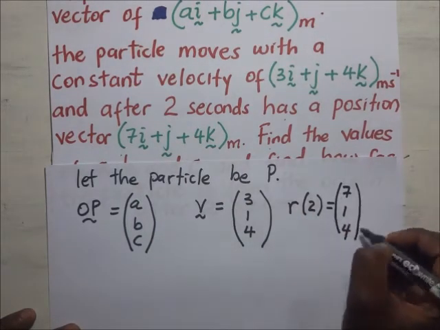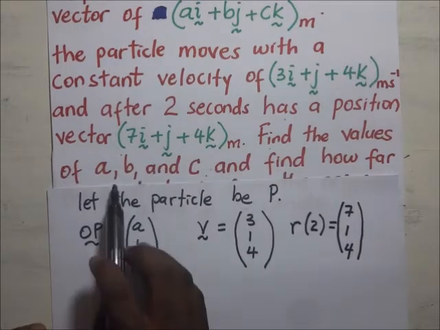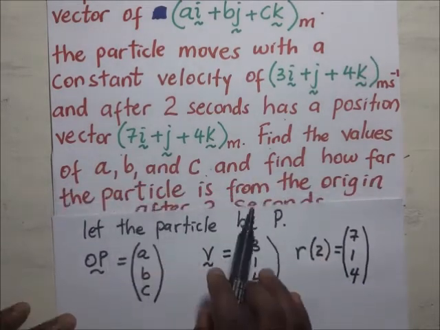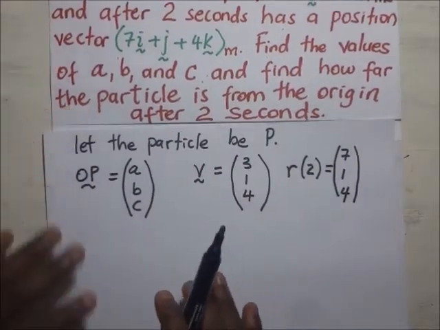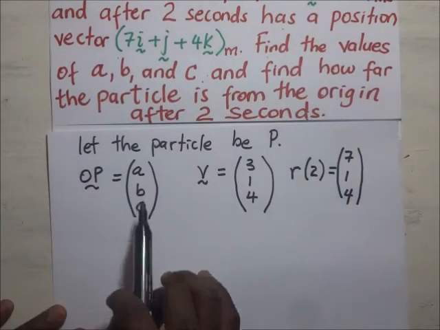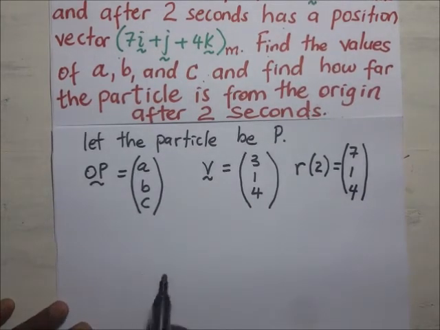Like that. So we're supposed to find the values of A, B, C and find how far the particle is from the origin after 2 seconds. So our first task is to find the values of A, B, and C.